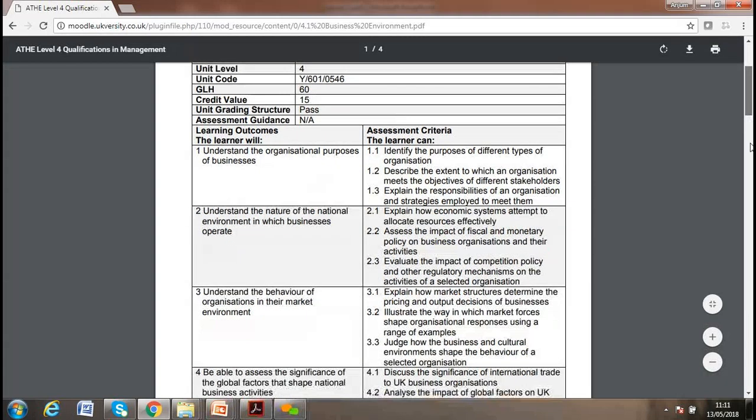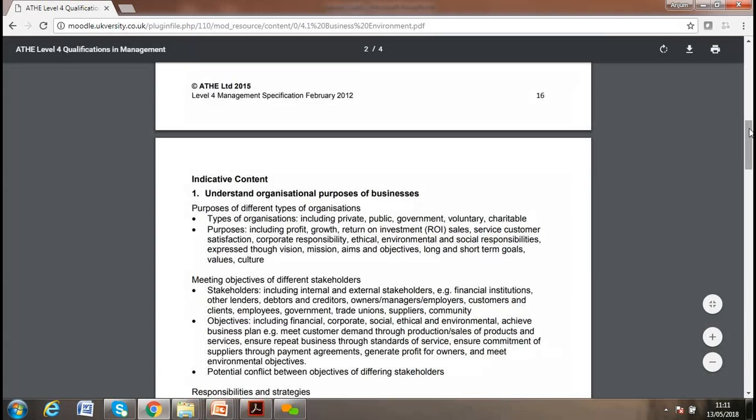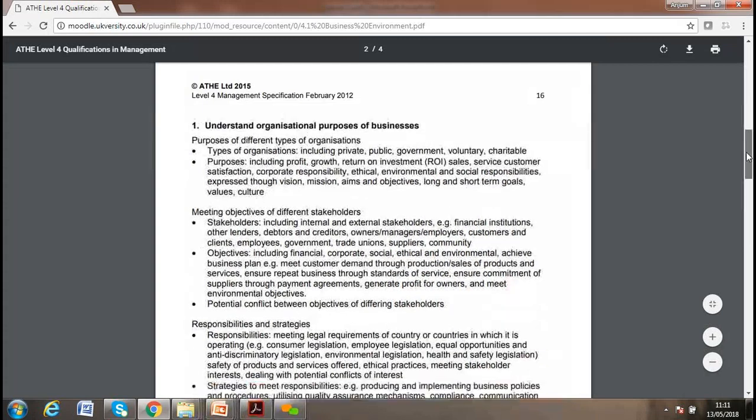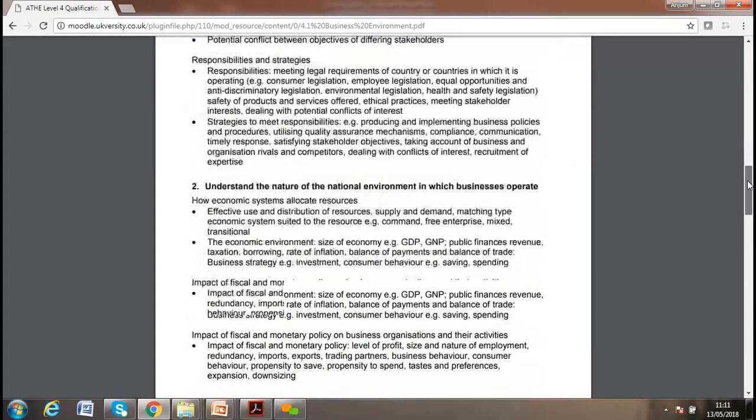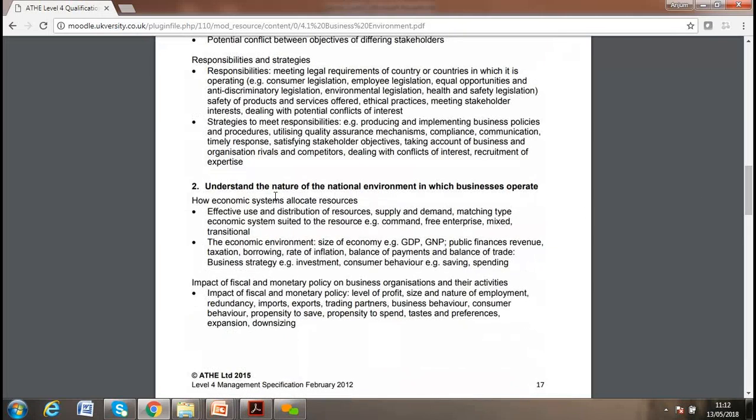Impact of competition and other regulatory mechanisms on the activities of a selected organization. The organization you can select, like I have included the case of McCain Foods, which you can go through as a case study as well, and we'll go through it during our lesson. So these are all the key points that will be focused on in our discussion.